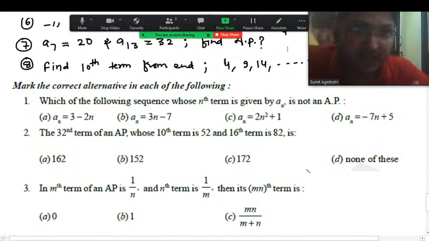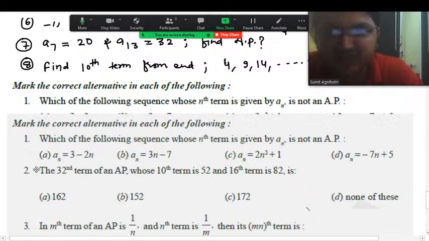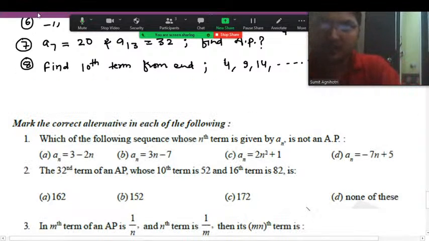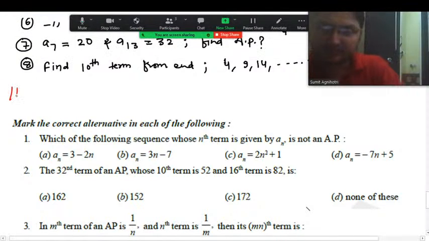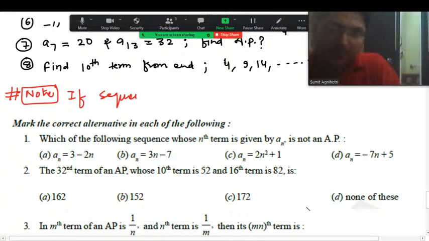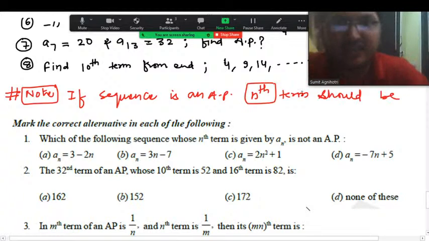Okay, I will tell you one more thing. A sequence is in AP if its nth term is a linear equation. Note it down, make note of this. The nth term must be a linear equation in n. If a sequence is an AP, its nth term should be a linear equation in n. The question arises: why?